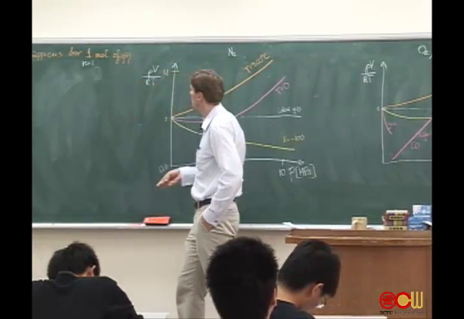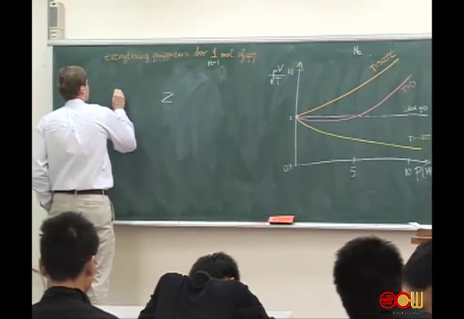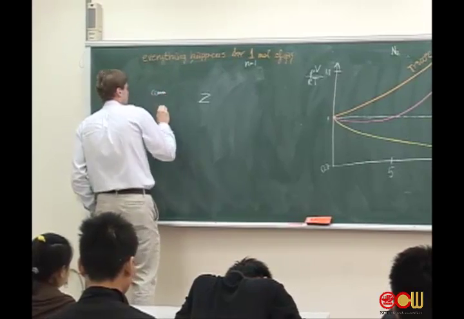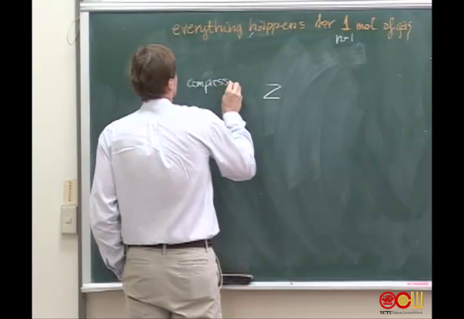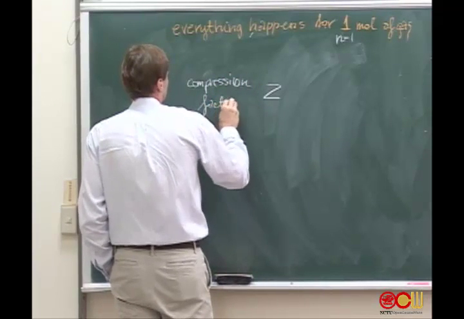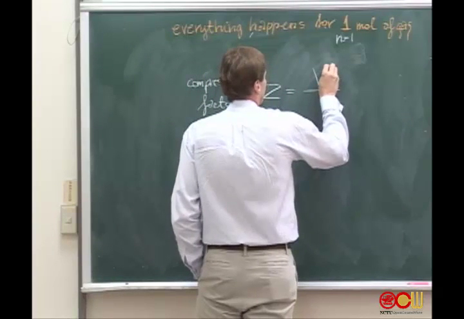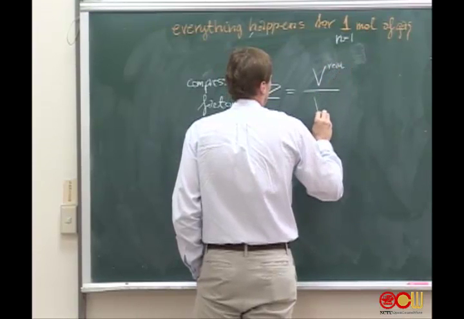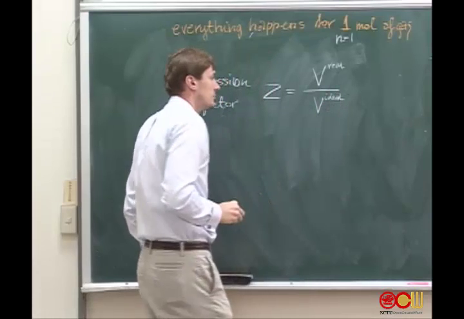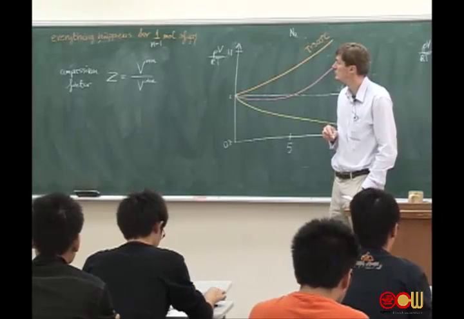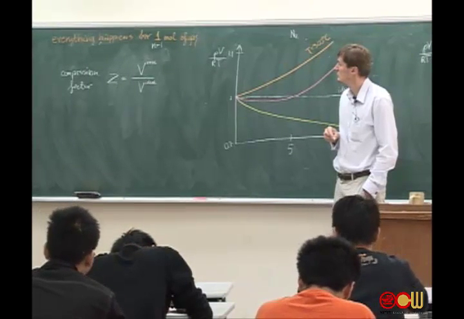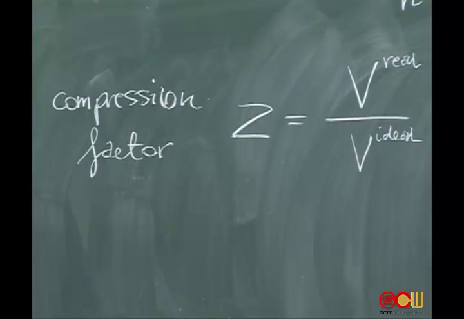Discuss these plots a bit more. People define something they call Z, the compression factor. That is given as the volume of the real gas to the volume of the ideal gas. And when the compression factor is very close to 1, they say that the gas behaves like an ideal gas. But when it's larger or smaller, they say that there is a departure from ideal gas.